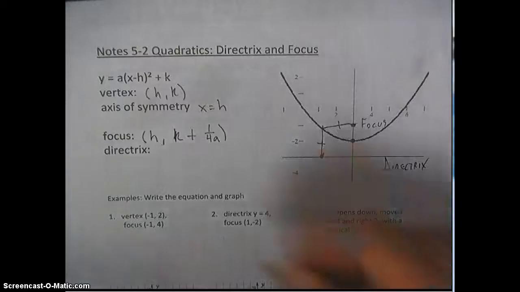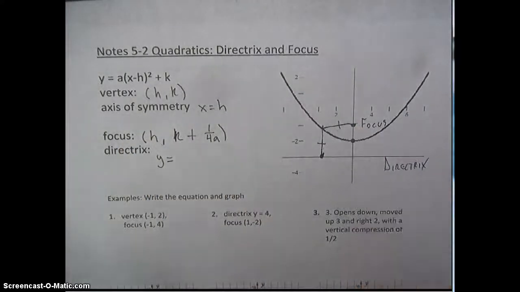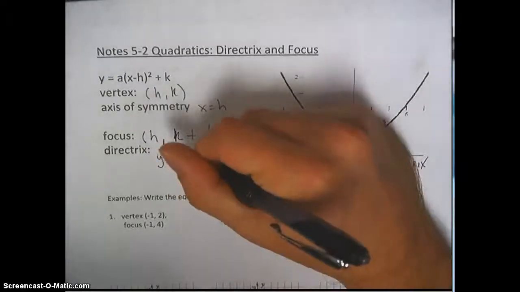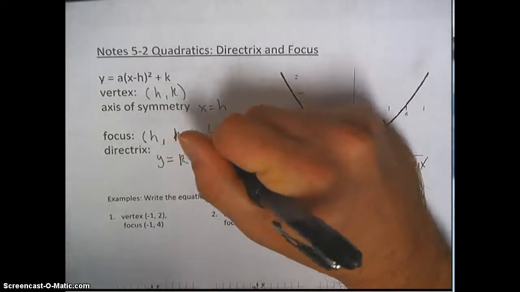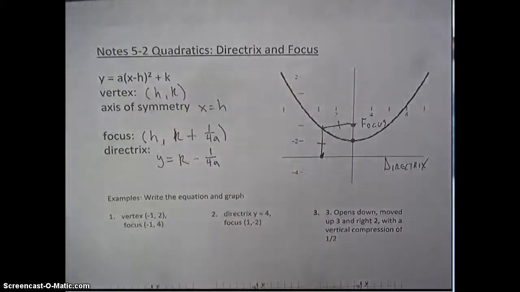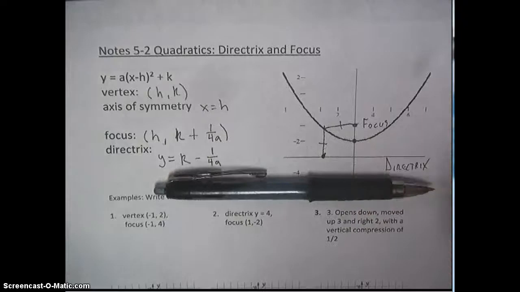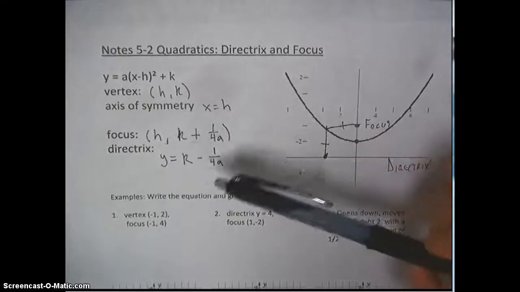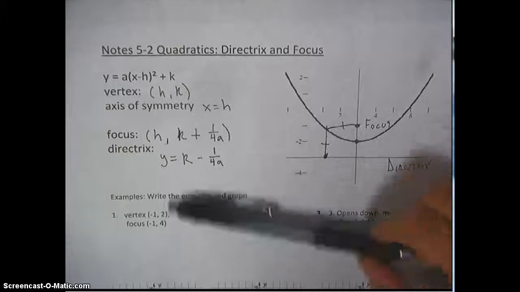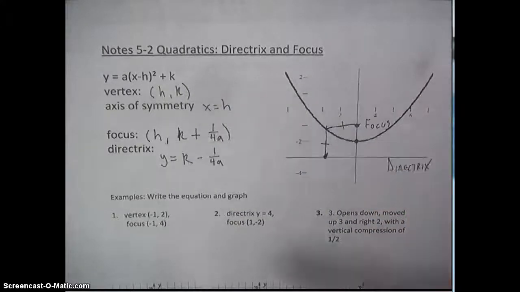The directrix then is y equals, because this directrix is a line, y equals k minus 1 over 4a. So it's just a horizontal line, meaning it lays flat, straight and flat. So this is a number. K from the vertex minus 1 over 4a is just going to spit out a number, and it's just going to tell us where this horizontal line lies.